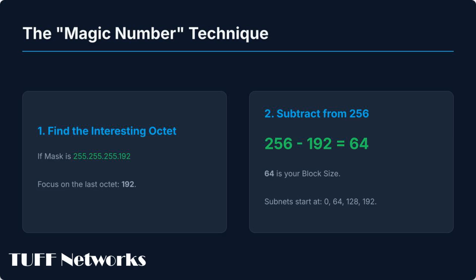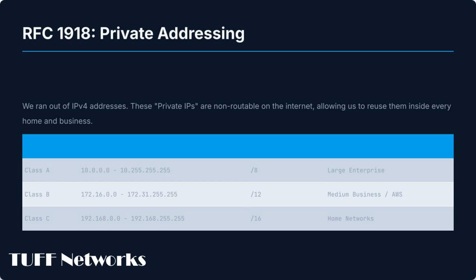Here is the problem with IPv4. It was designed in the 1980s. 32 bits gives us roughly 4.3 billion addresses. That sounds like a lot, but think about your house. You have a phone, a laptop, a smart TV, a smart fridge, maybe a smart light bulb. A single person might own 10 IP addresses. With 8 billion people on Earth, the math simply doesn't work. We technically ran out of public IPv4 addresses years ago.